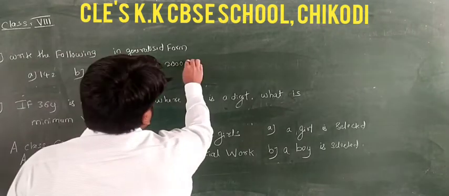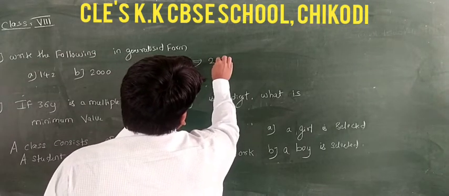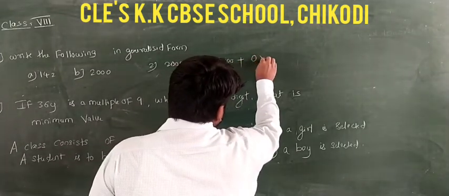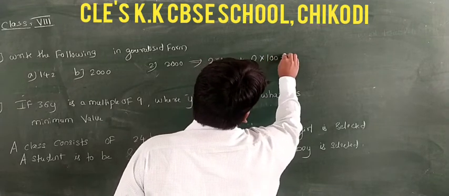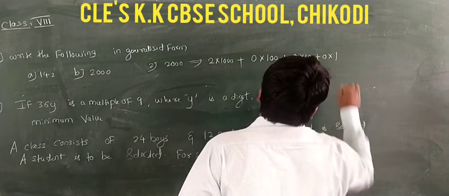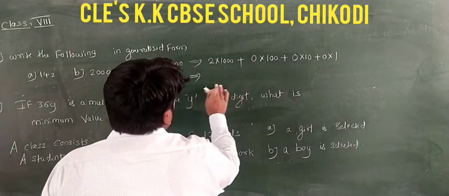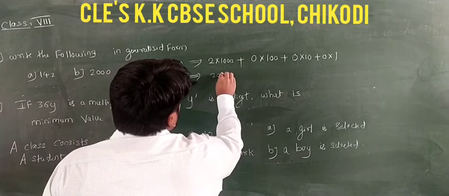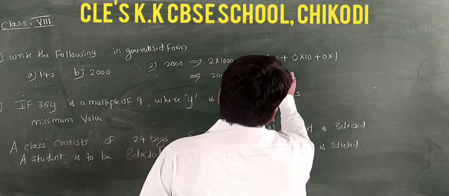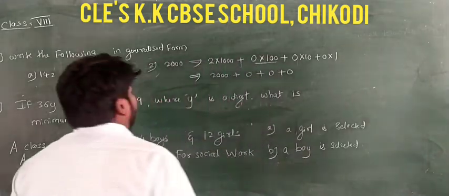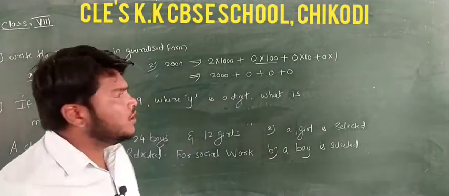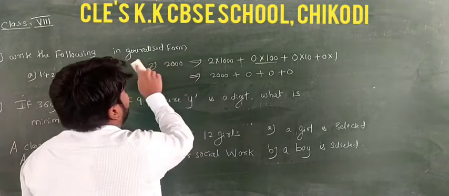You can write 2000 as 2 into 1000 plus 0 into 100 plus 0 into 10 plus 0 into 1. So 2 into 1000 is 2000, plus 0, because anything into 0 is 0, similarly 0, 0. So this is the generalized form of 2000. Okay, so pause the video to note down this.